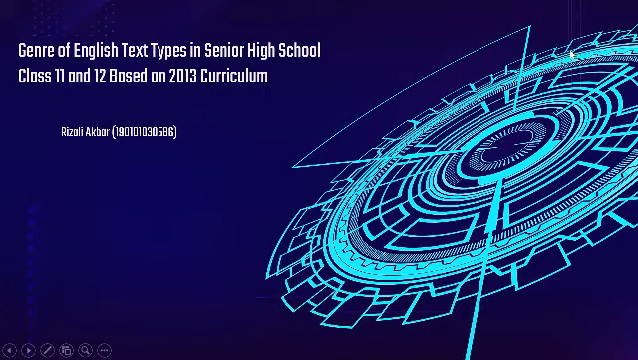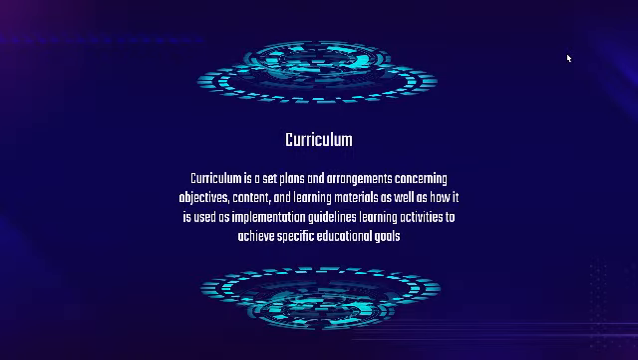I'm here to explain about genre of English text types in senior high school class 11 and 12 based on 2013 curriculum. First, we need to know about curriculum. Curriculum is a set, plans, and arrangement concerning objectives, contents, and learning material, as well as how it is used as implementation guidelines learning activities to achieve specific educational goals.